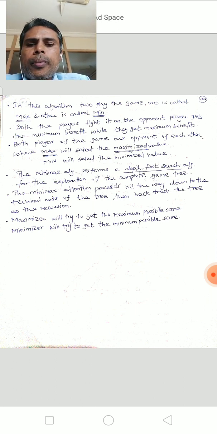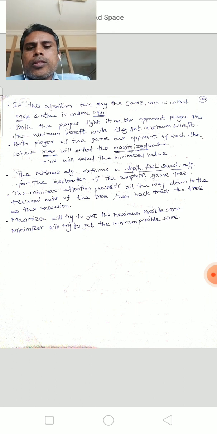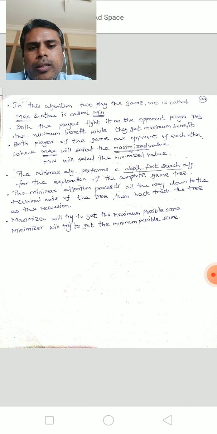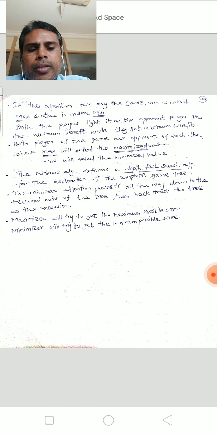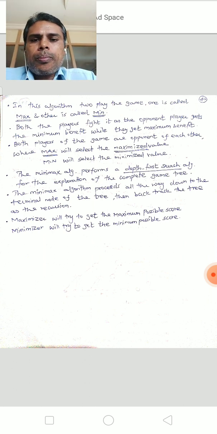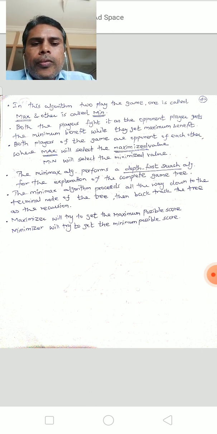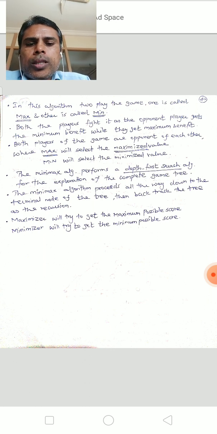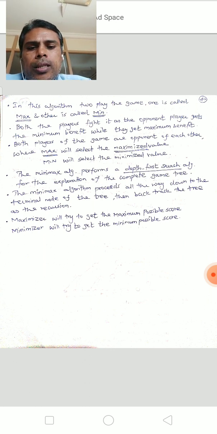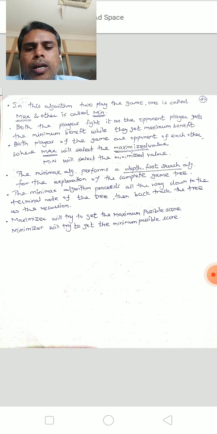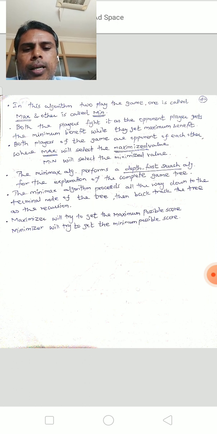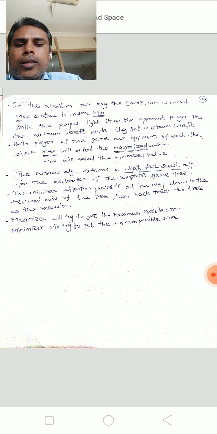So the Minimax algorithm performs a depth first search for the exploration of the complete game tree. It is mainly used in game applications. The min-max algorithm proceeds all the way down to the terminal node of the tree, then backtracks the tree as a recursion. So what does recursion mean? Recursion is nothing but repeating until the condition is satisfied. So we have to process the root node again and again until the condition is satisfied, that is called recursion.